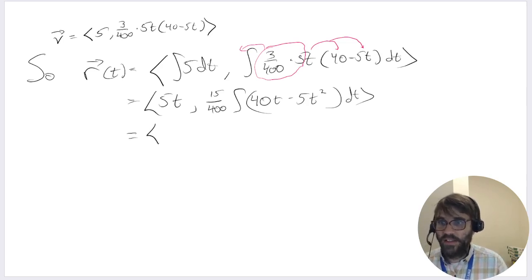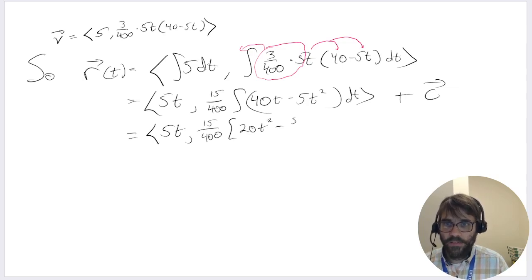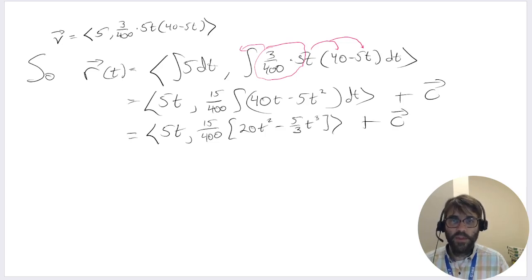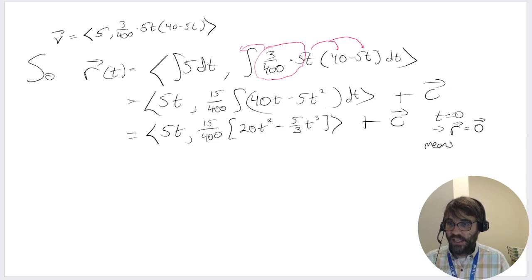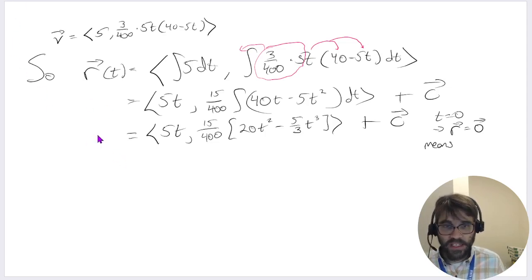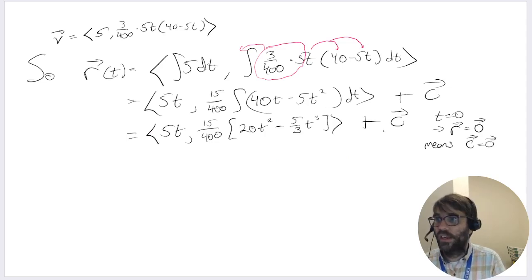And so now we're firmly just in the integral phase. I've actually done my first integral. We're going to get a plus vector c, of course. 15 over 400 times 20t squared minus 5/3 t cubed, plus c. The initial condition, t equals 0 and r equals the 0 vector, means in this case, when you plug in t equals 0, you're going to get 0 for the r on the left-hand side. You're going to get 0 for this big vector. You're going to deduce that c actually is the 0 vector, and so we can ignore it. Not ignore it, but not write it anymore.